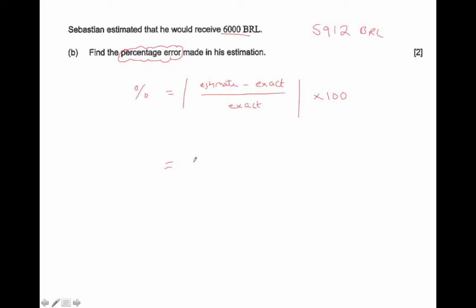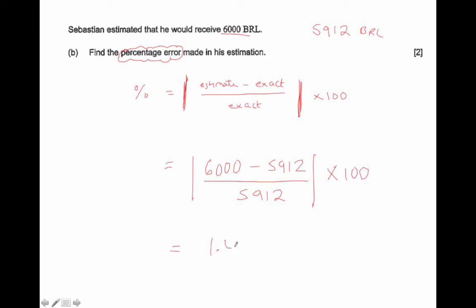So that's given on your formula sheet. So the estimated value, and this is absolute value, so it doesn't matter if it's positive or negative, we're just going to take the positive. Estimated it to be 6,000. He actually got 5,912. So his exact value was 5,912. So we're going to take the positive answer to that and times it by 100. So it should have come out as 1.488, etc. And throughout the paper, please, you need to give it to 3 significant figures. It does say on the front, and you will be penalised if you don't. So 1.49%.